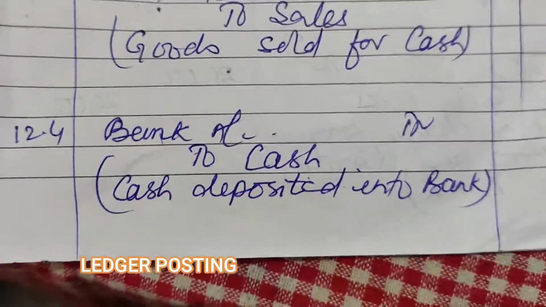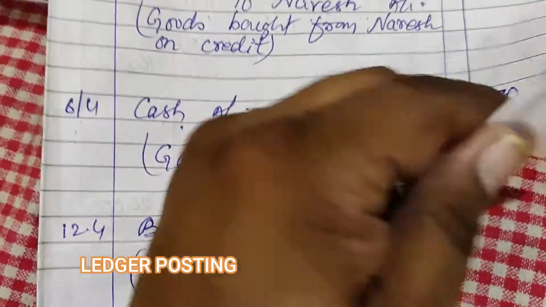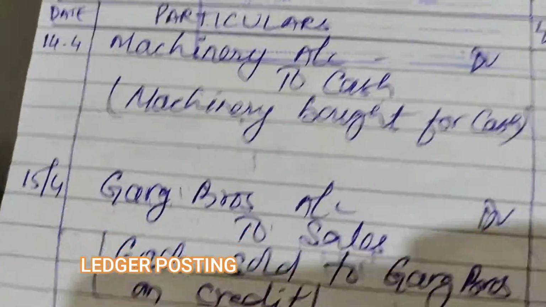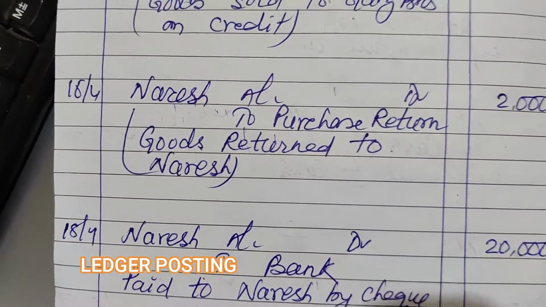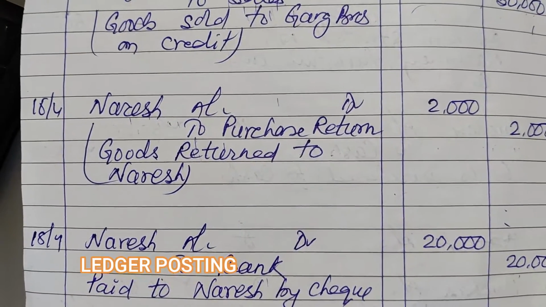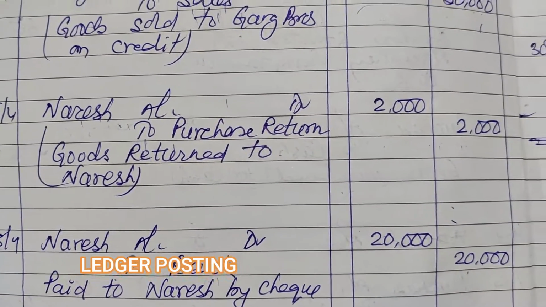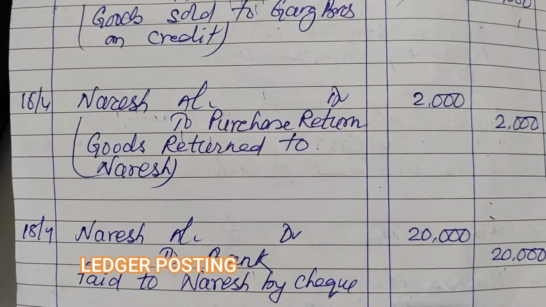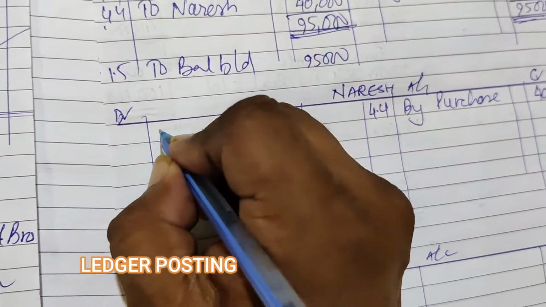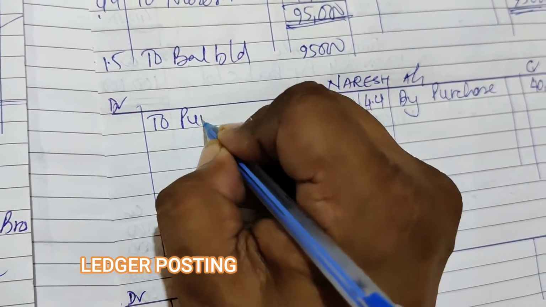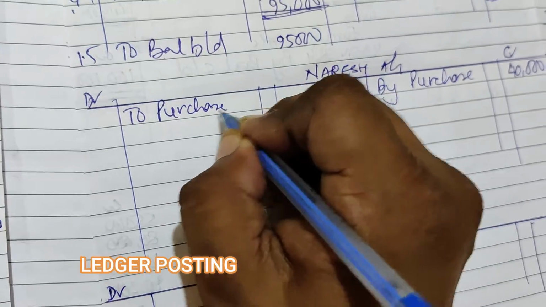Now where is the next Naresh account? Naresh account on 16th April. Goods returned to Naresh. Naresh account debited to purchase return. 2,000 is the amount. Naresh account is debited, and purchase return account is credited. Naresh account debited to purchase return account.